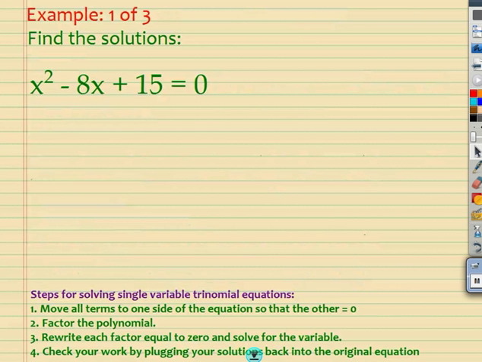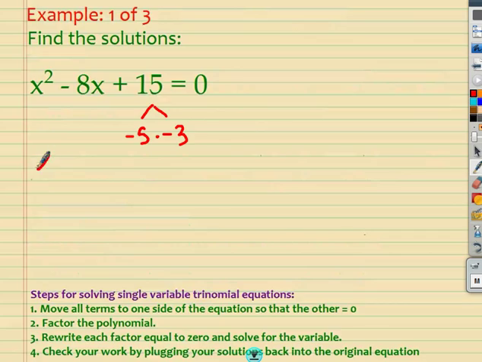Here is our first example. All of our terms are already on one side of the equation, so it's already equal to 0. So we can go to our second step, factor the polynomial. This would be an easy factoring method because the leading coefficient is already 1. Since the leading coefficient is already 1, we can find factors of 15 that could add up to negative 8. Factors of 15 that can add up to negative 8 are negative 5 and negative 3.